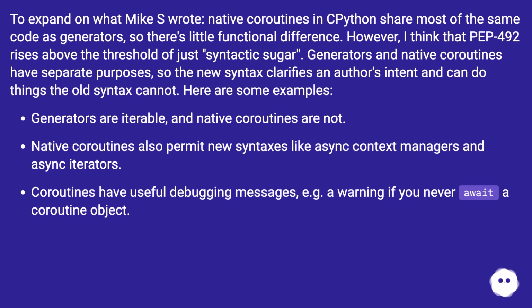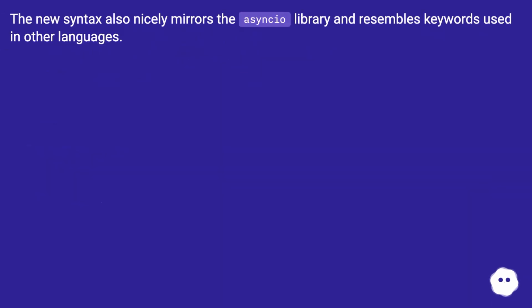Generators are iterable, and native coroutines are not. Native coroutines also permit new syntaxes like async context managers and async iterators. Coroutines have useful debugging messages, e.g. a warning if you never await a coroutine object. The new syntax also nicely mirrors the asyncio library and resembles keywords used in other languages.